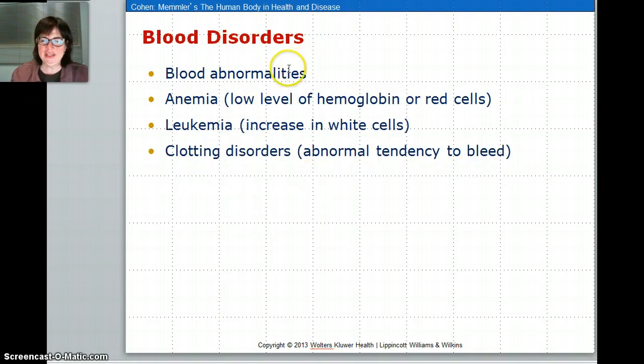Quick look at abnormalities in blood. Anemia is low iron, low red blood cells, difficulty transporting oxygen. You're tired. Leukemia is a decrease in white blood cells. It actually has to do with blood cancer. A decrease in white blood cells means you have an impaired immune system. Clotting disorders. Hemophilia is one. Hemophilia has to do with a missing factor in the cascade of blood clotting.